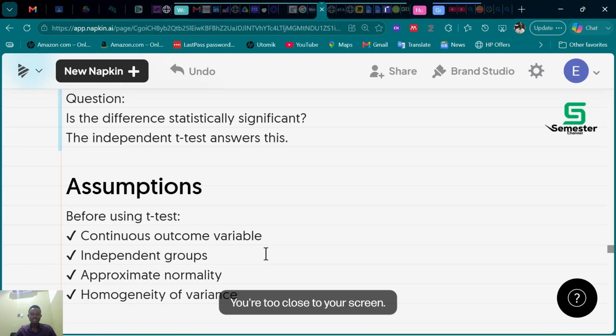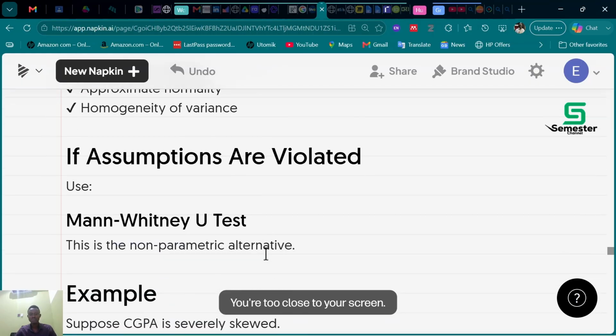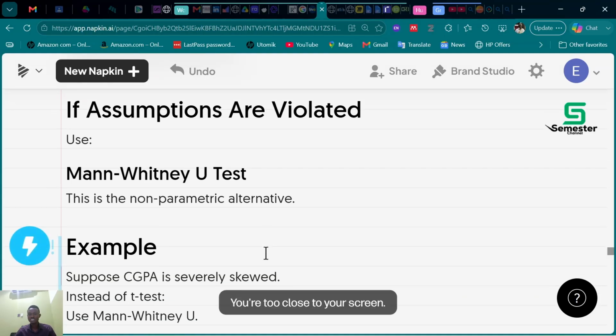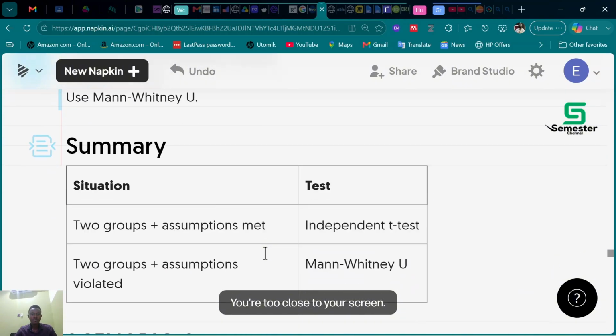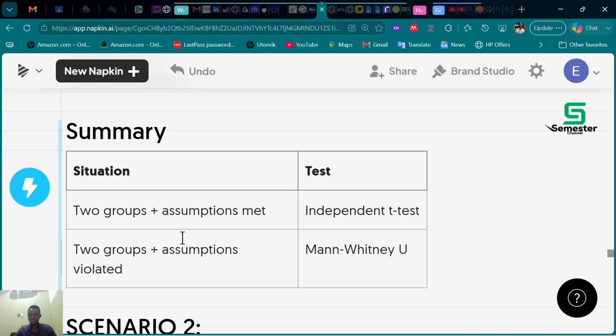Now, if the assumptions are not met, you have to use the Mann-Whitney U test. This is a non-parametric alternative to the independent samples t-test. All right, so this is a summary of comparing two groups and the test to perform.